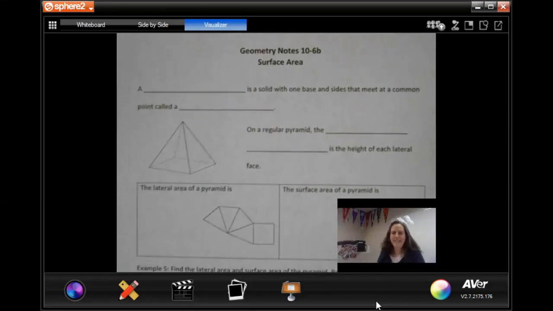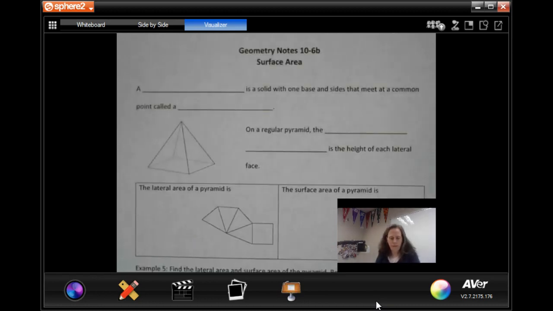Okay, we're going to start on 10.6b today. So chapter 10, section 6, and this is just the second half of that section. And we are looking at pyramids first.